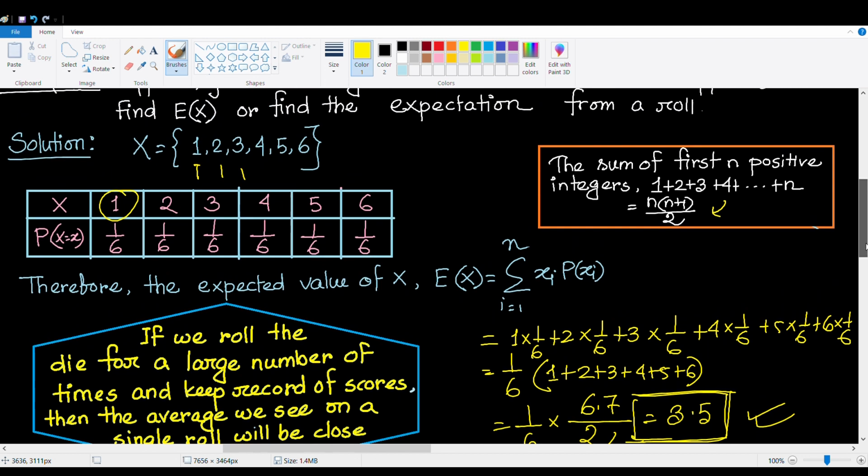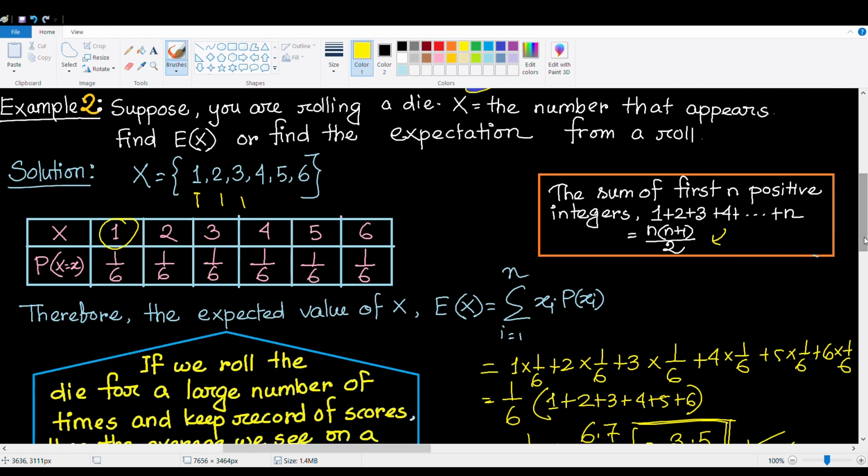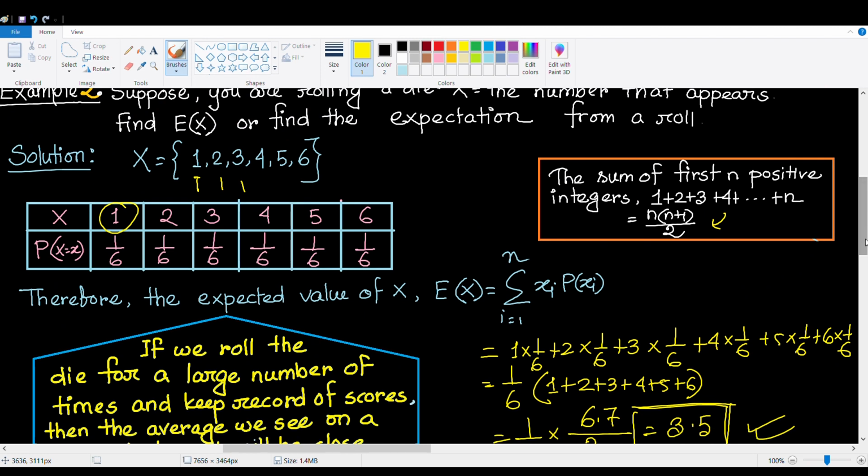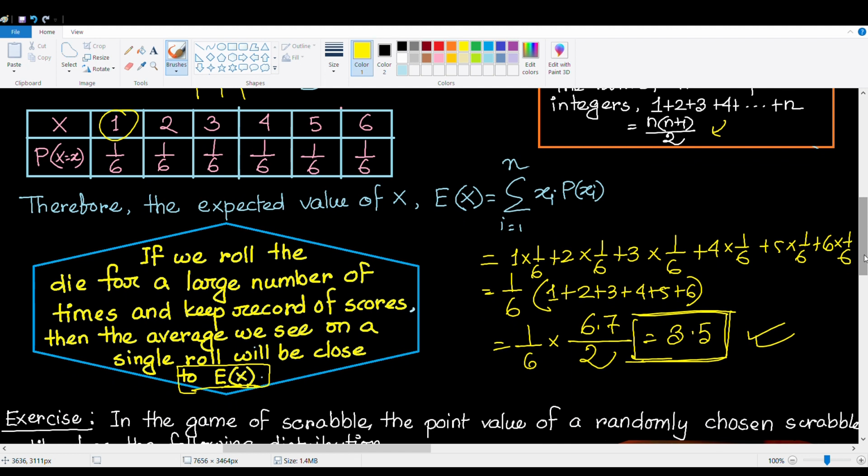Now my question is, if we roll the die 4 times, what would be the expected total? You know that the expectation from each roll is 3.5. Therefore, after rolling 4 times, the expected total would be 4 times 3.5, which is 14. Okay, so 14 is the expected score for every 4 rolls.